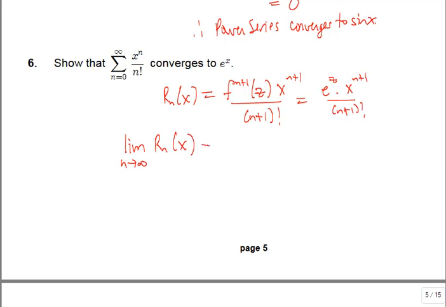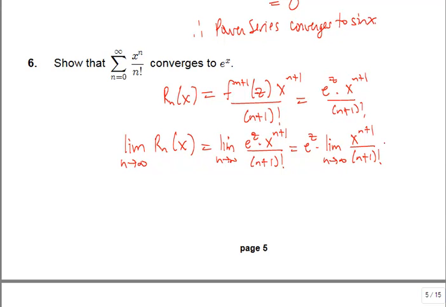What is this limit going to do? The limit of the remainder is going to be the limit of this expression right here. And e to the z is not a function of n, so we can pull that e to the z out front. It's kind of like a constant here. So we're pulling it out of our limit.